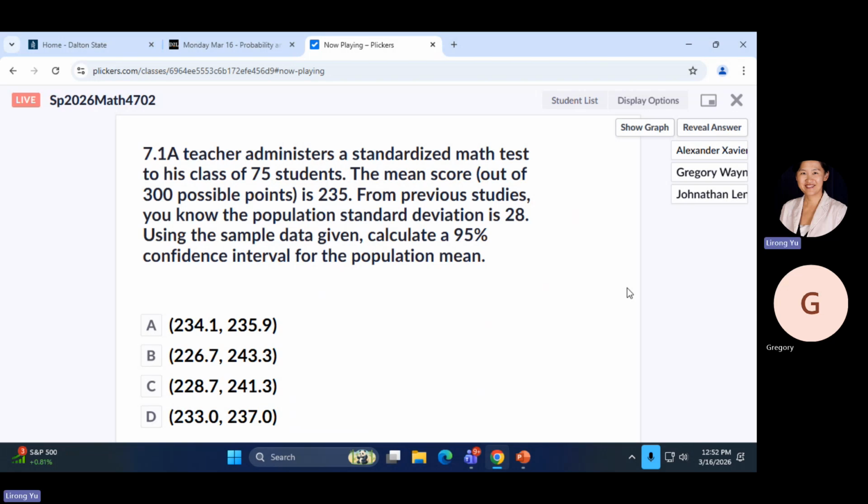Already have the answer. The calculation: so we will have x bar, the z for 95%. That means they put 1.96.